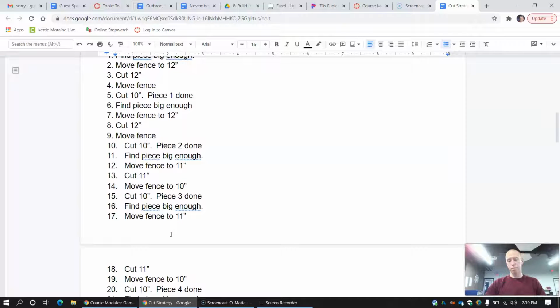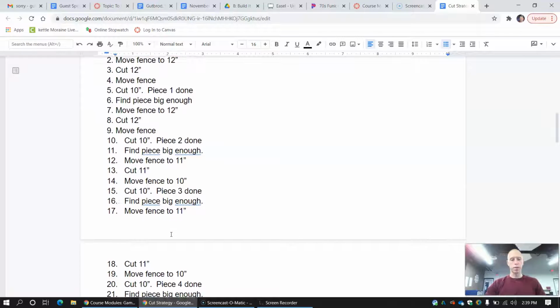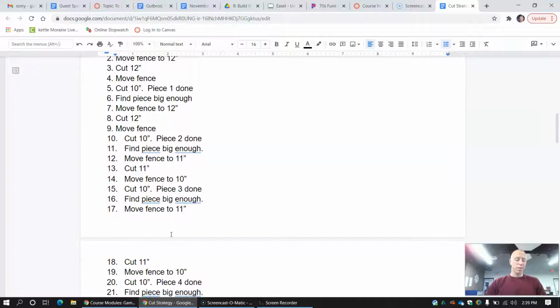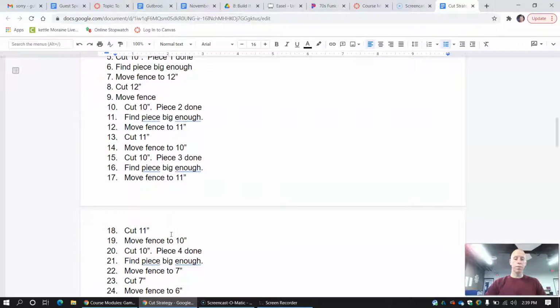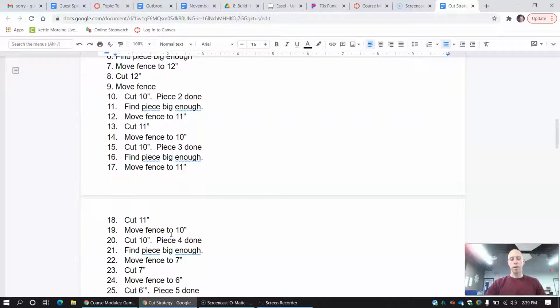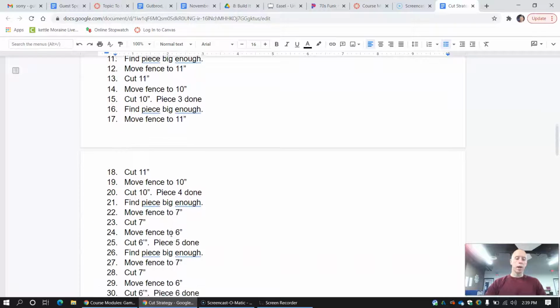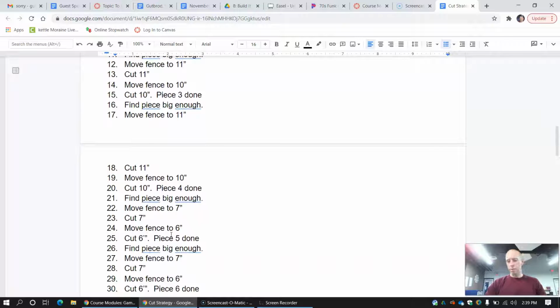And then now for the last two pieces that are like 6 by 7, they find some pieces of wood that are big enough. They move the fence to 7, move the fence, then cut it, move the fence to 6, then cut it. Now piece 5 is done, and they repeat. Now here we are. That was 30 steps for them to be able to cut out all six pieces.